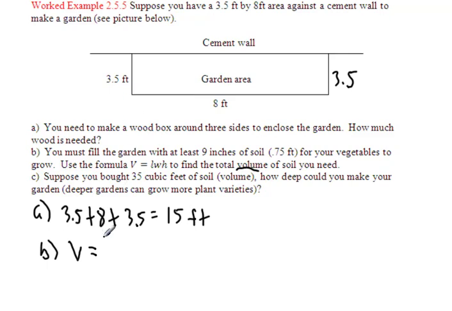L, length 3.5, multiplied by width 8, multiplied by height. And here we have to be a little bit careful. We have to use the 0.75 feet because the other 2 units are in feet. Multiplying the 3 of these out on our calculator gives us 21 cubic feet.